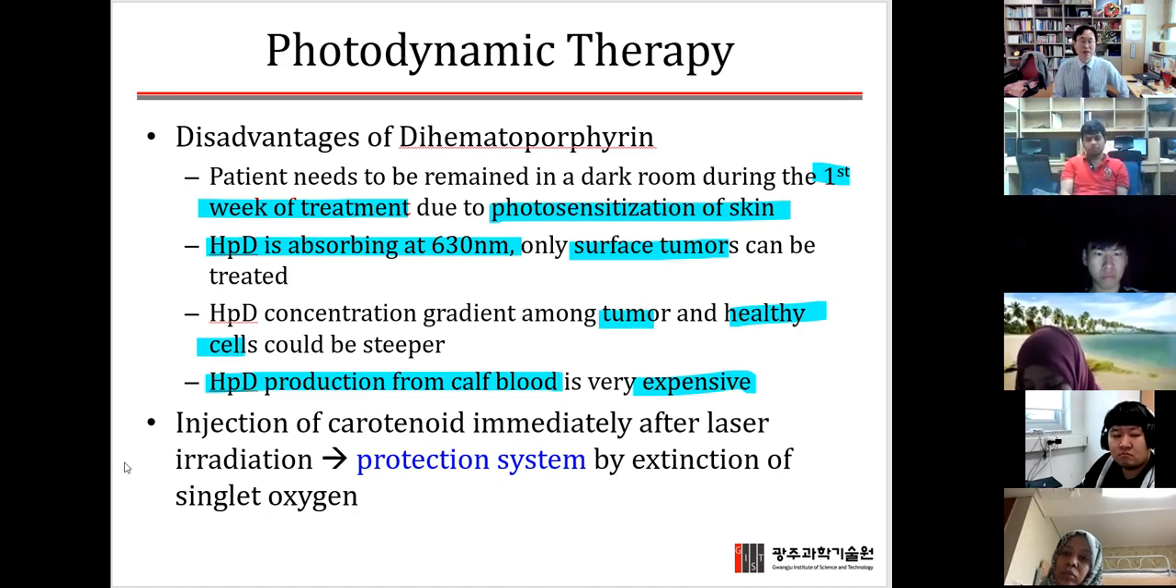To minimize the damage to the normal cell, what you can do is, as we have seen from the previous table, if you are giving the carotenoid right after laser irradiation, then this carotenoid will bind with the ROS more than the cell, so that it can protect the cells.